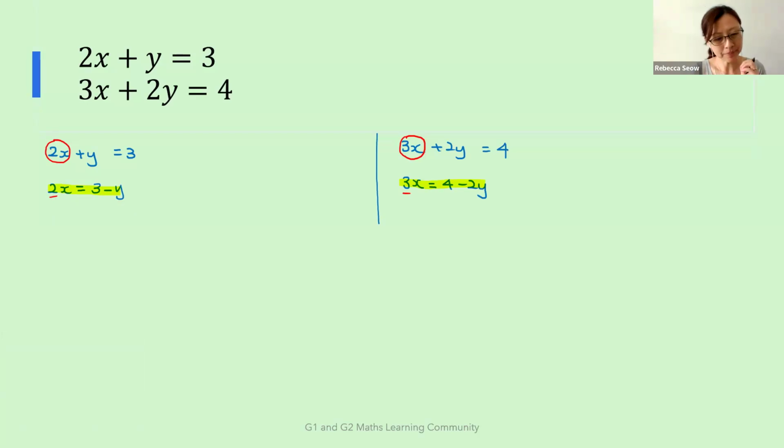If you are good in the multiplication table and you are able to come up with it right on the spot, great. For some who may be struggling to decide what is a common multiple of 2 and 3, use your calculator, press in 2, multiply by 3. That will give you one common multiple. So what is 2 times 3? 2 times 3 gives you 6. Okay, so this will be the common multiple of both x coefficients.